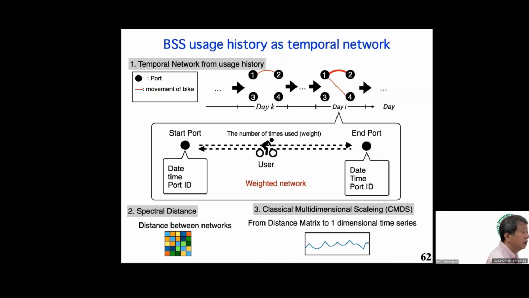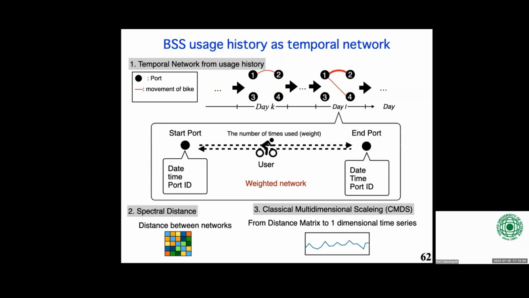First, we get the user history data of some BSS systems, and these data are divided into a certain temporal period. In this case, you can see that the temporal duration is 1 day. So day K has a network GK, and day L corresponds to the network GL.